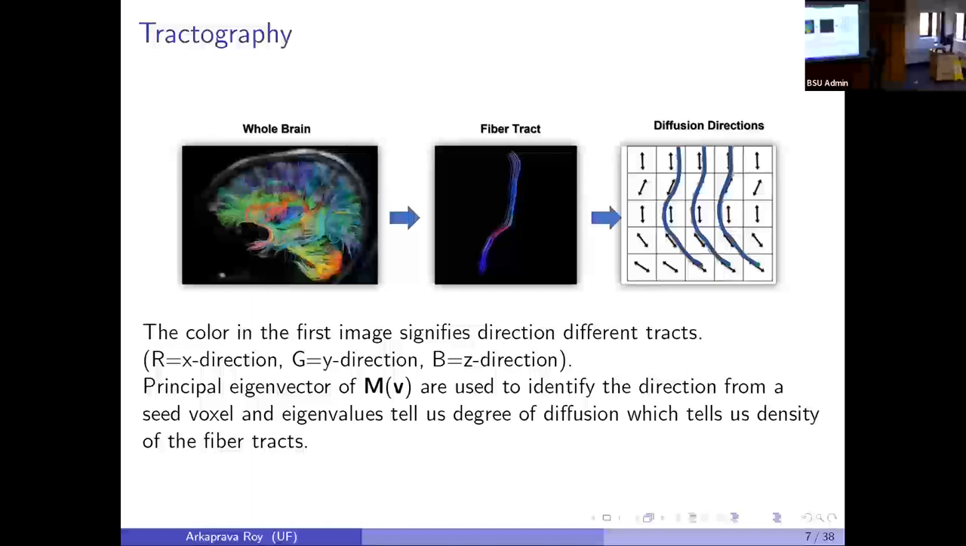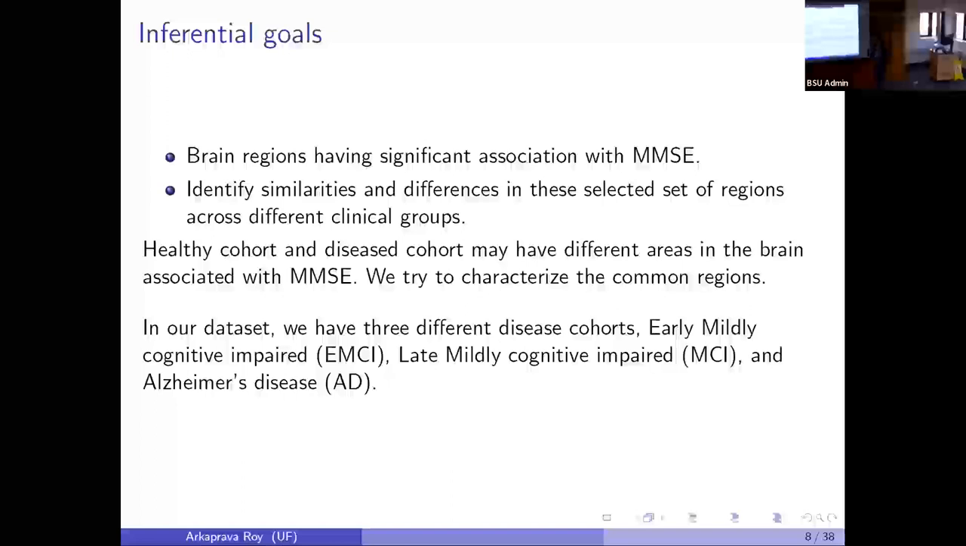Now the main inferential goals here are to identify brain regions that have significant association with the MMSE. Also, this is a multi-group scenario because we have different clinical groups. Here the clinical groups are the early mildly cognitive impaired, EMCI, the late mildly cognitive impaired, LMCI, and then Alzheimer's disease.